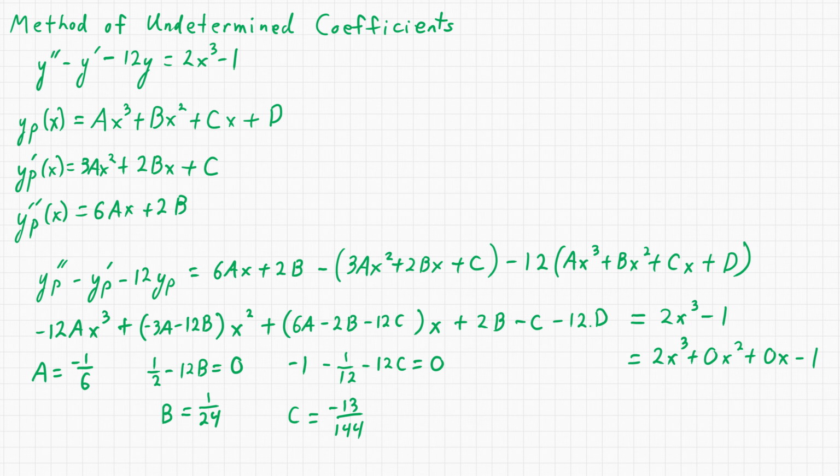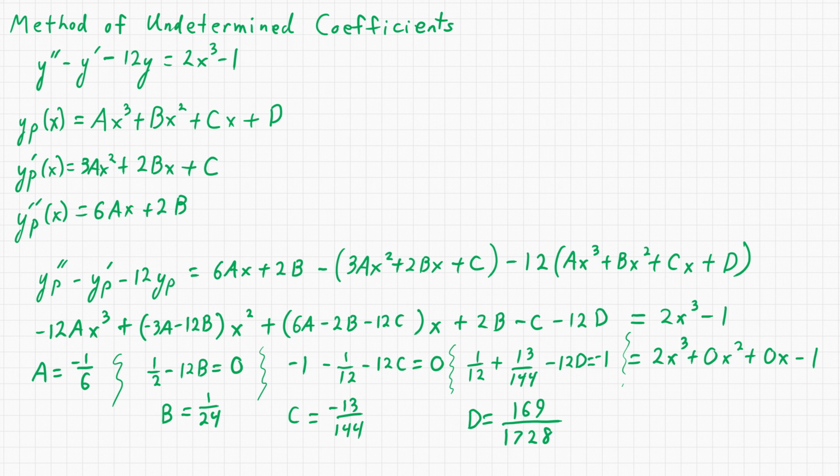All right, now we move on. We want to figure out what D is. That's the last one remaining. I'm going to draw a little squiggly line there to separate them. Now I have 2B minus C minus 12D has to equal negative 1. So 2 times 1/24 is 1/12, minus C, so minus negative, plus 13/144. Then I have minus 12D, and that has to equal negative 1. If you solve for D, you get a truly horrible number: D is equal to 169/1,728.